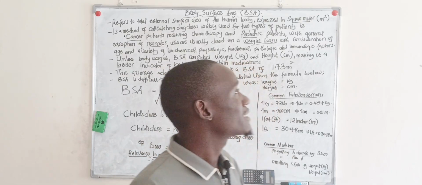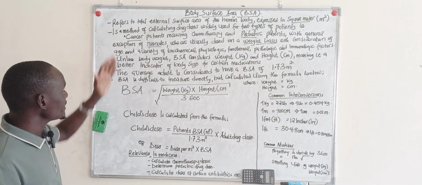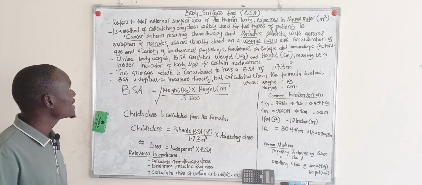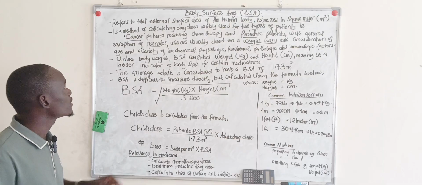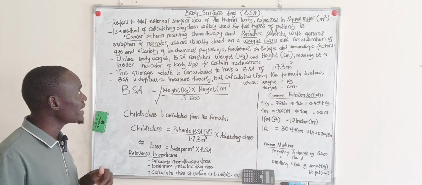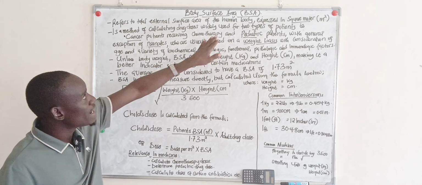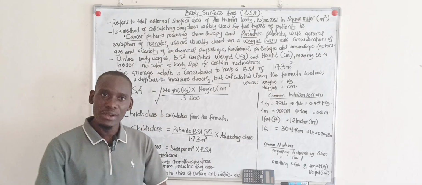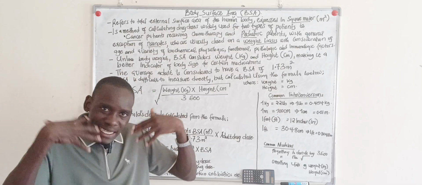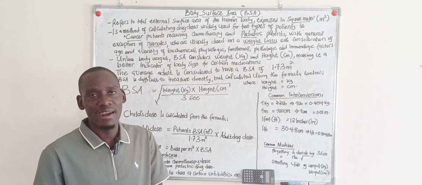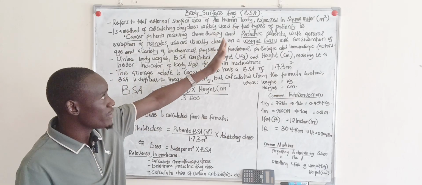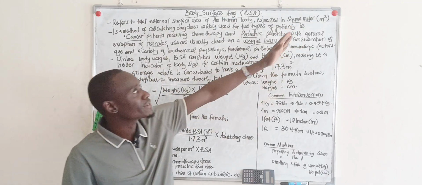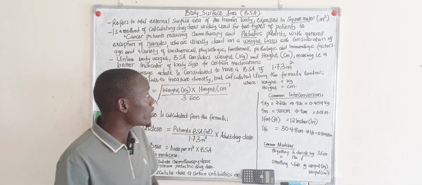Let's get started. What is body surface area? Body surface area simply refers to the external surface area of the human body. Therefore, our external surface area is what we are referring to as body surface area, and it is expressed in square meters, which we sometimes call meters squared.